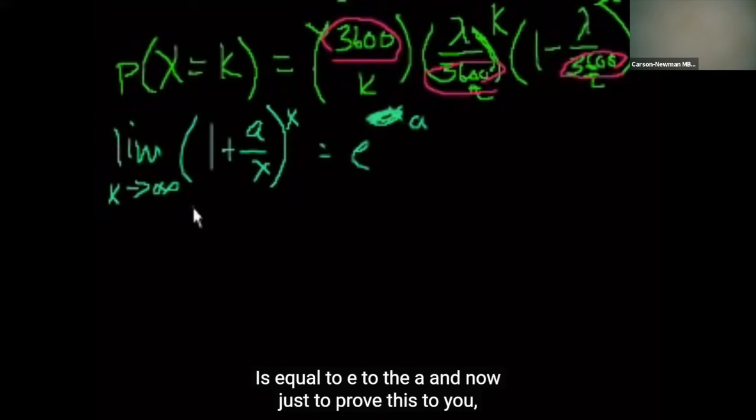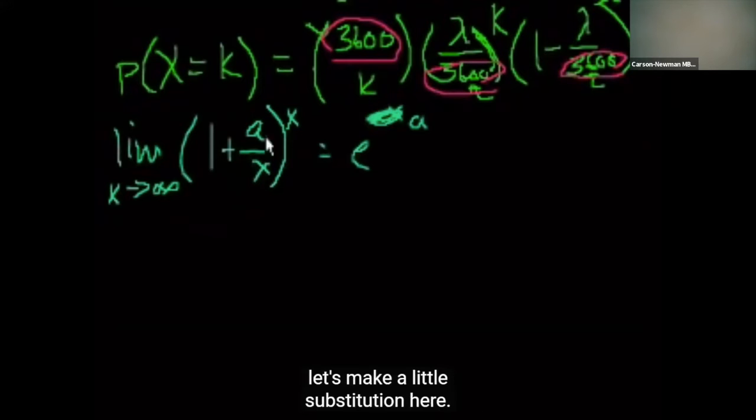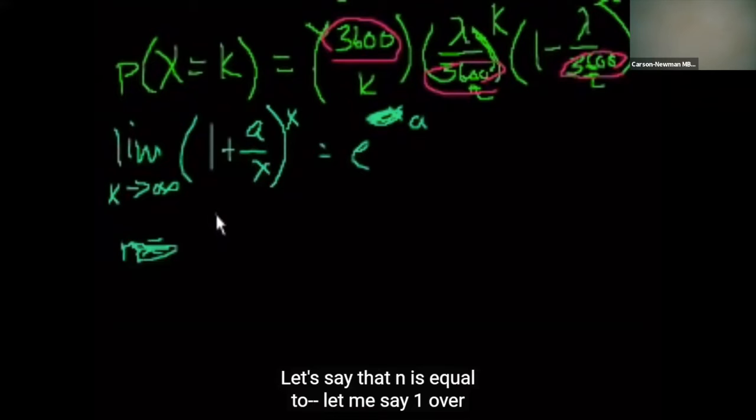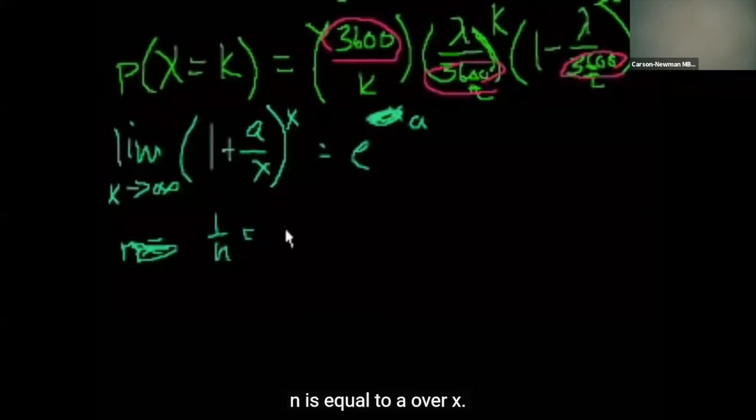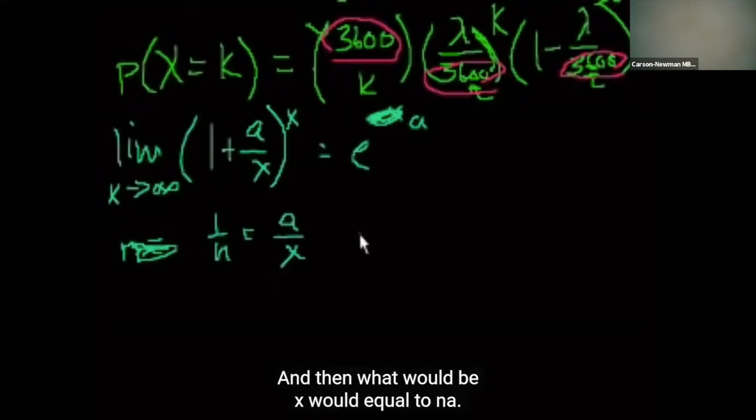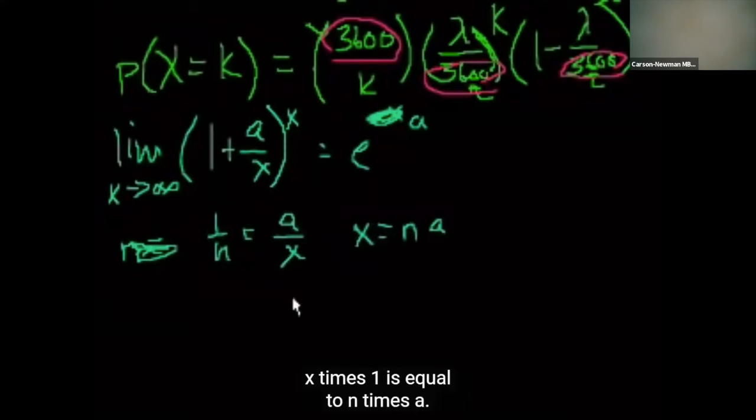And just to prove this to you, let's make a little substitution here. Let's say that 1 over n is equal to a over x, and then x would be equal to na, right? x times 1 is equal to n times a. And so the limit as x approaches infinity. As x approaches infinity, what does n approach? Well, n is x divided by a, so n would also approach infinity.